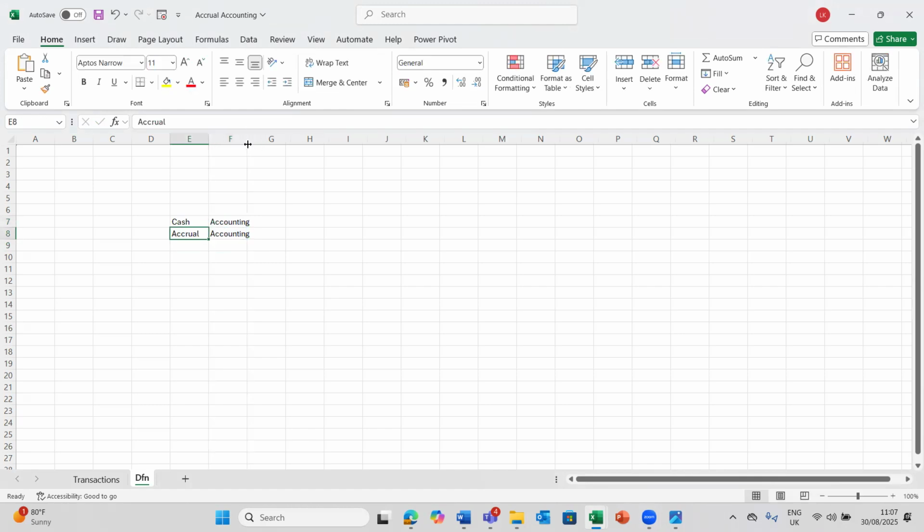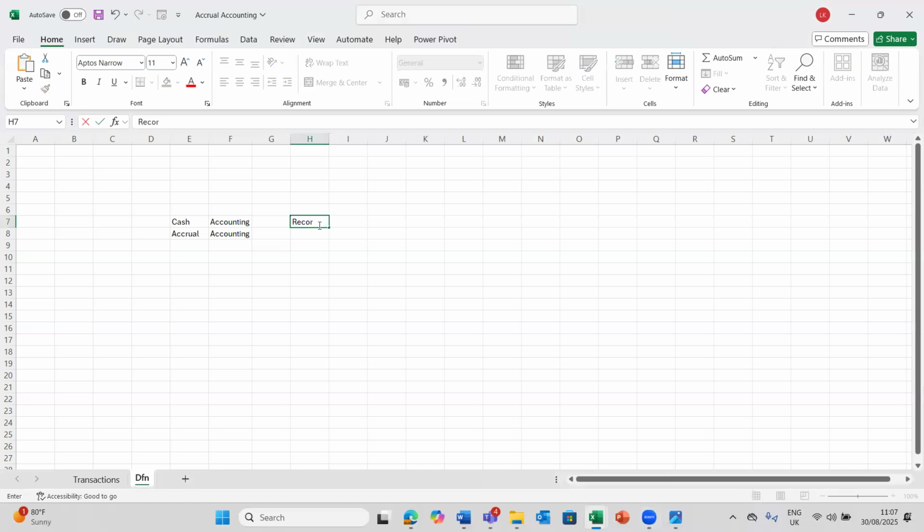Under cash accounting, you record transactions when there is movement of cash. Okay, that is cash accounting. So let's say I've sold mangoes by cash. You record that as your sales.